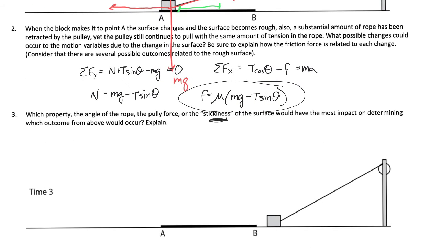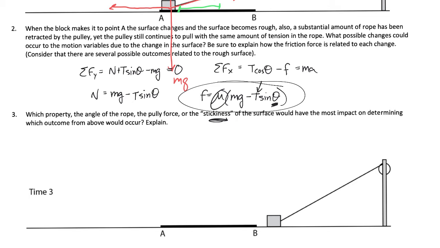It's asking the stickiness of the surface. That's mu. It's asking about the angle of the rope and the pulley force. Which of these has the most to do? Stickiness of the surface. It has the most to do with what's going to happen because it affects everything there, right? It's multiplied out front.